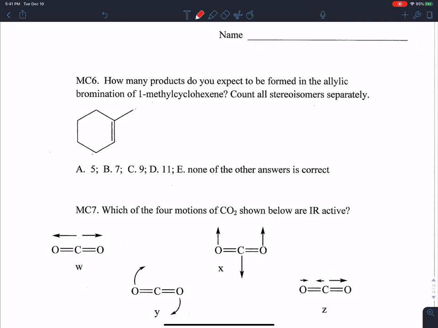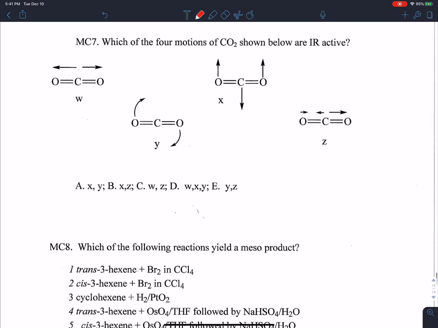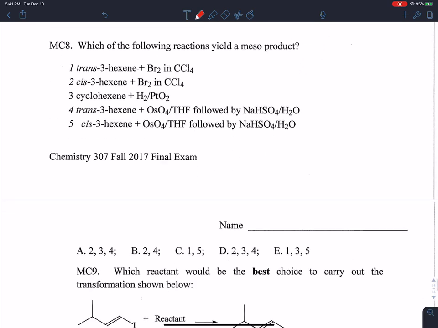Oh, this is a reaction. This is something you haven't learned yet. You never discussed this. Don't worry about this. You don't have to worry about this. This is another thing you never learned. You never learned IR, so don't worry about that.